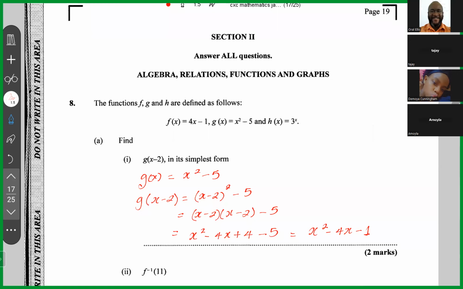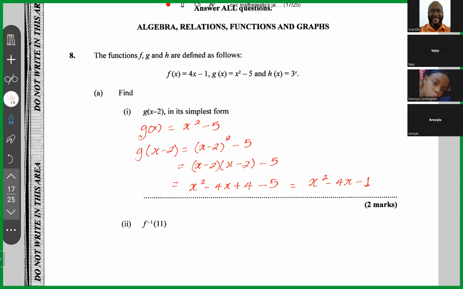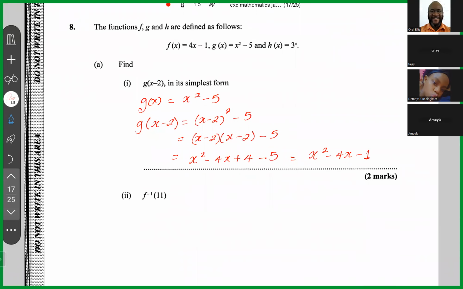So if g of x is x squared minus 5, g of x minus 2 is x squared minus 4x minus 1. You're asked to find f inverse of 11.